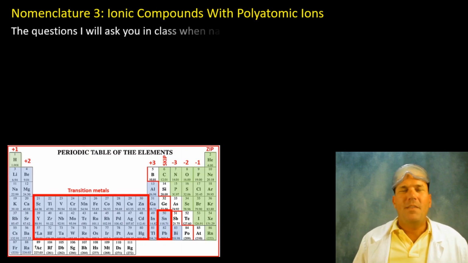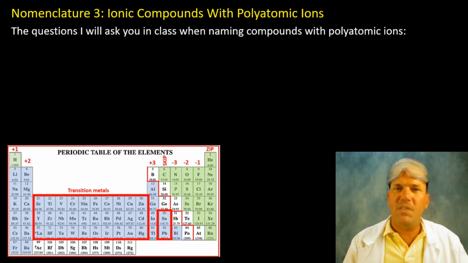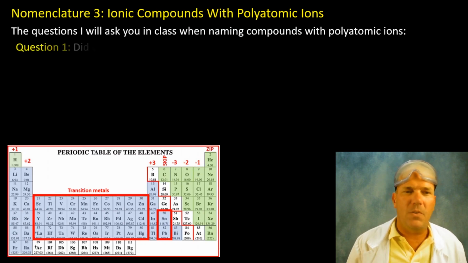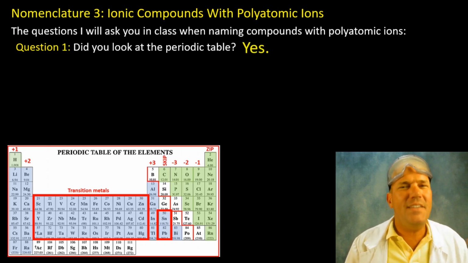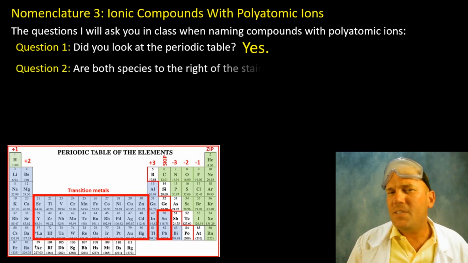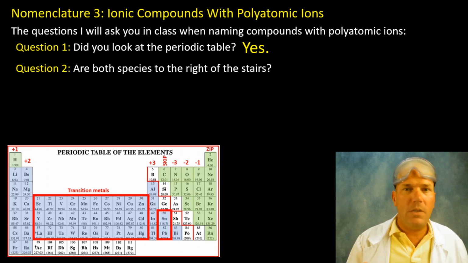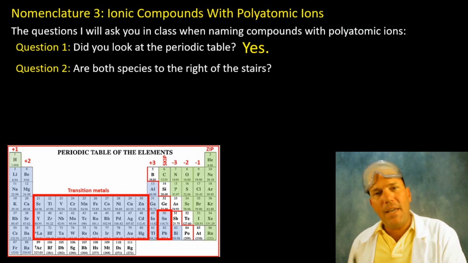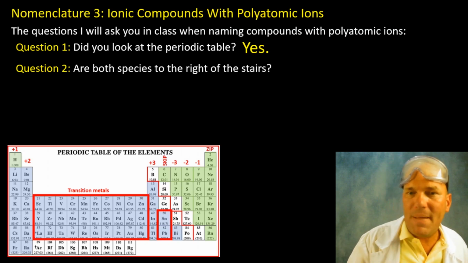Now, the questions I will ask you in class are very similar to the ones you've seen in previous videos. Did you look at the periodic table? You don't want to make a careless error, so say yes, I did, because you did. And then, are both species to the right of the stairs? No, they're actually one's to the left, and the polyanions are to the right. That means this is an ionic compound.